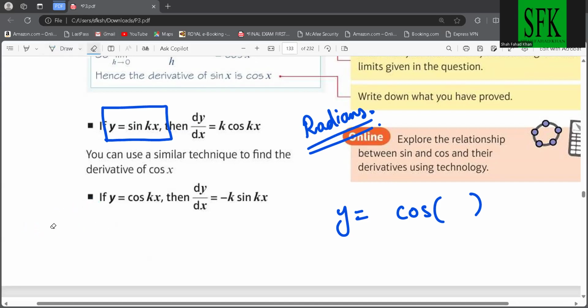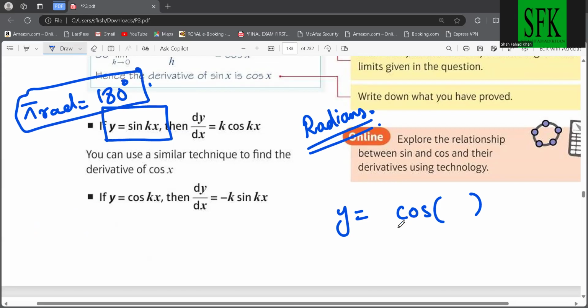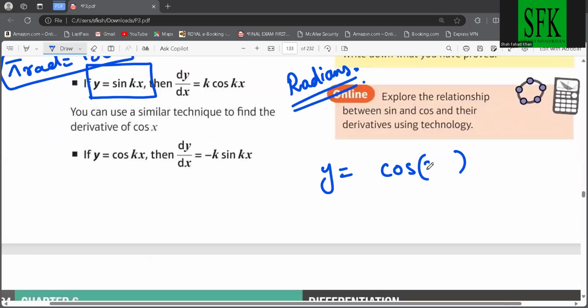Now, I hope everyone remembers what radians were. Radian is just another technique of measuring an angle. Pi radians equals 180 degrees. Anyways, if y equals cos 2x, for instance, if there is a number other than just x over here, how would you differentiate that?